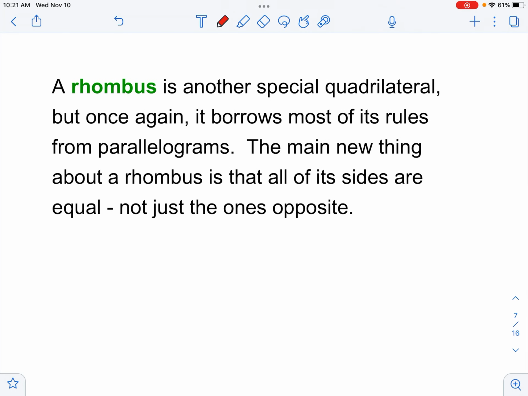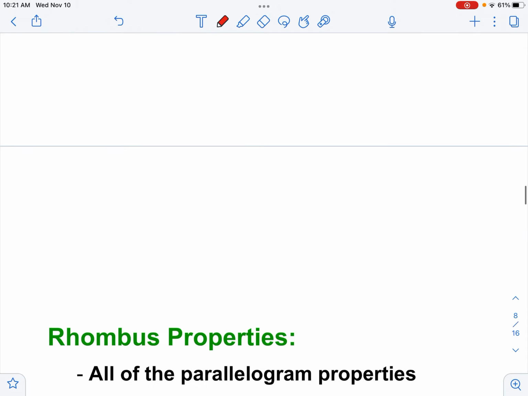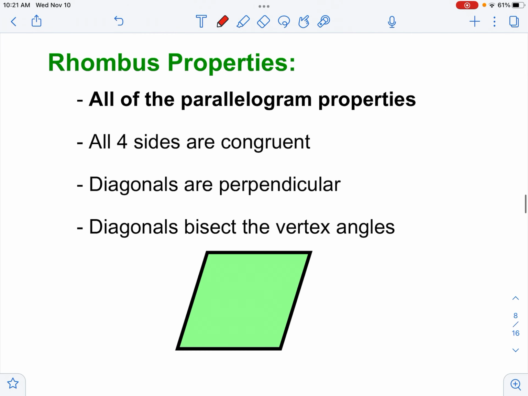All right, let's talk about a rhombus next. A rhombus is another special type of quadrilateral, but once again, it borrows most of its rules from a parallelogram. The main new thing about a rhombus is that all of its sides are equal, not just opposite sides. So here are our properties of a rhombus. All properties of parallelogram. I'm not going to list them again. It has 4 congruent sides though, so it's not just these 2 sides are congruent, but all 4 of them are congruent.